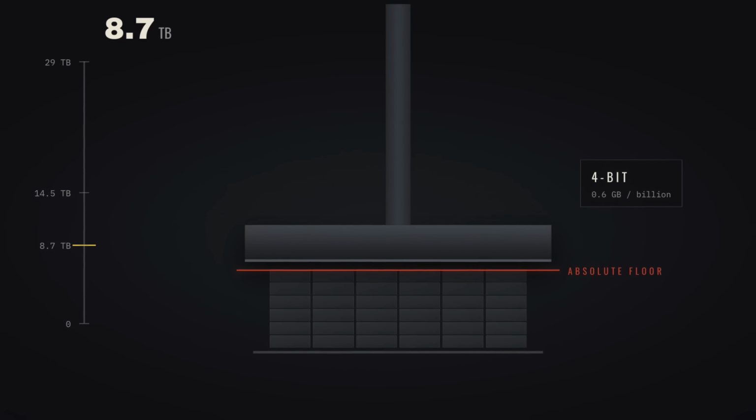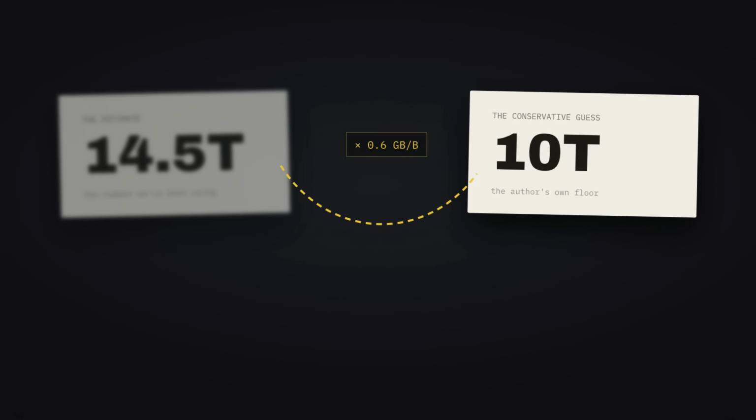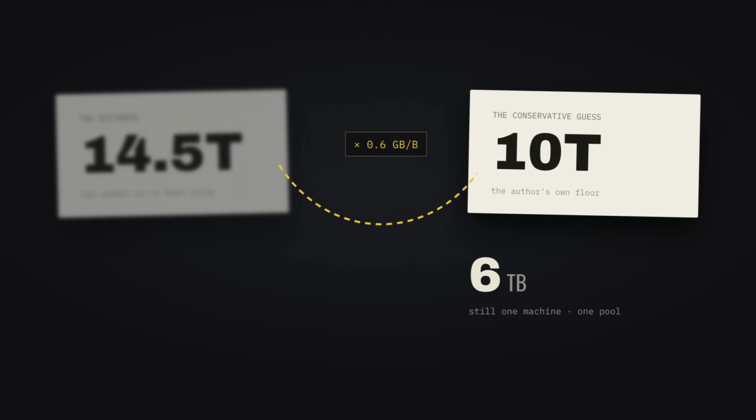But that is the absolute floor, where you stop saving money and start paying for that space with actual reasoning quality. And the beautiful part is that it doesn't even matter if our initial estimate is wrong, because if we run that same 4-bit math on the conservative 10 trillion parameter guess, you still end up needing about 6 terabytes of memory sitting in one machine.